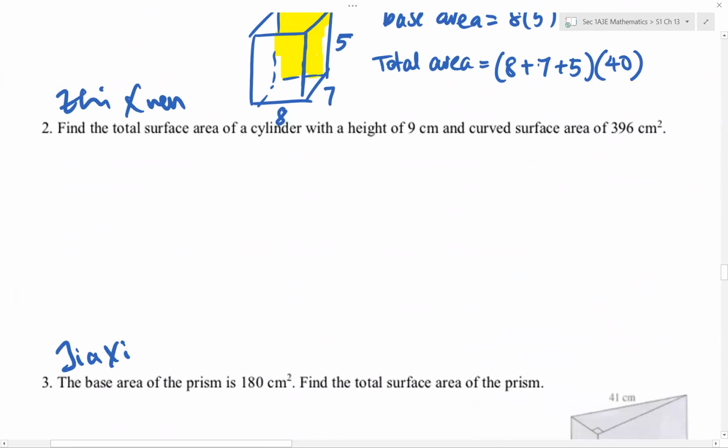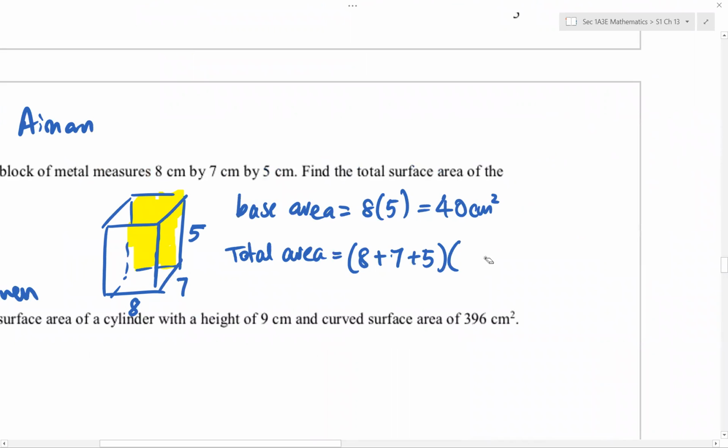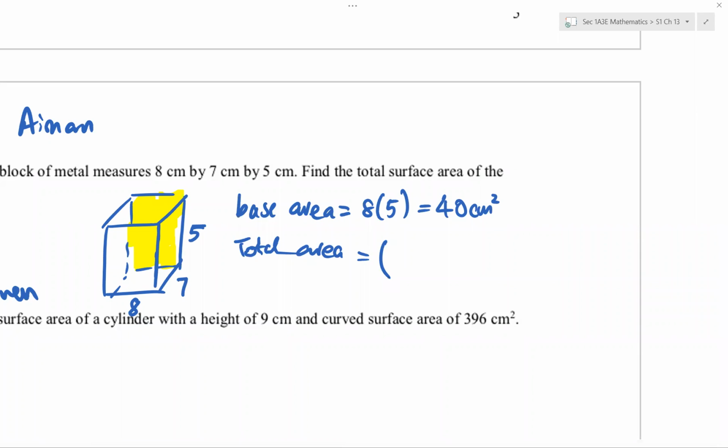So now, Ayman, try again for our cuboid. Now, you have chosen 8 times 5 as the base area. So what then is your total area? I'll help you out for the start. Open bracket. No need to write anything, just look at the screen and tell me. What plus what? Excellent. 8 plus 5 plus 8 plus 5.